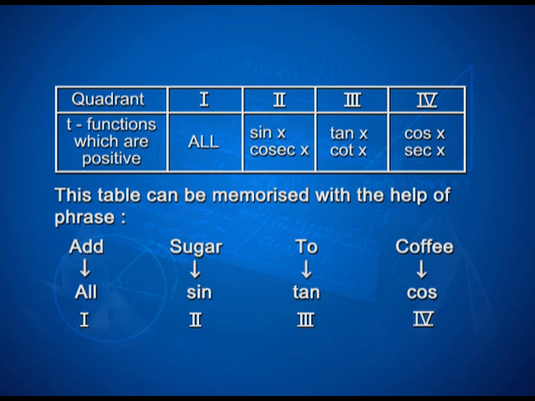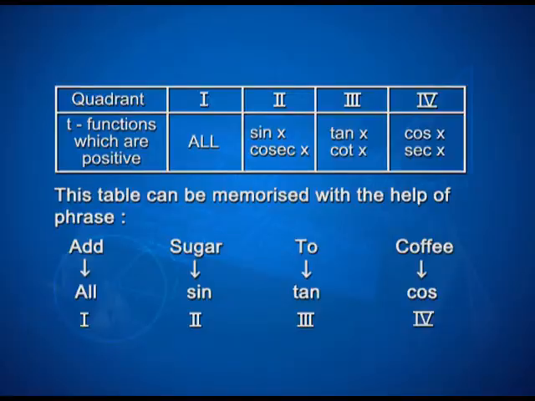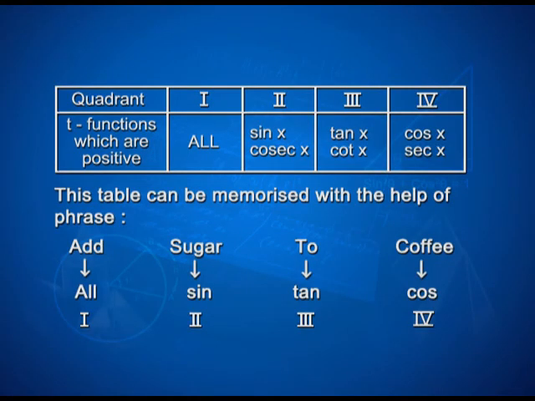Here, first letter of the word add stands for all. All means all the trigonometric functions sin, cos, tan, cosec, sec and cot, all are positive in the first quadrant. Similarly, first letter of the word sugar, s, you can take it as sin and its reciprocal are positive and all others are negative. Similarly, first letter of the third word to stands for tan and its reciprocal cot. They are positive in the third quadrant. And the first letter of the fourth word coffee indicates cos and its reciprocal. They are positive in the fourth quadrant.